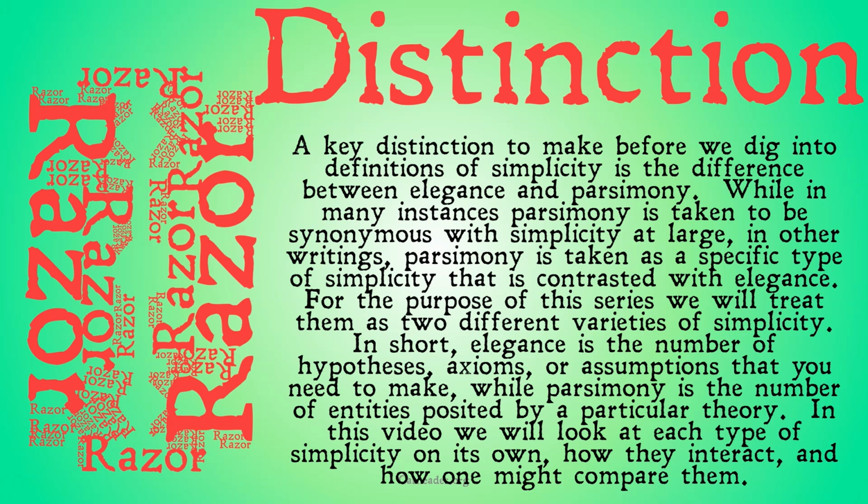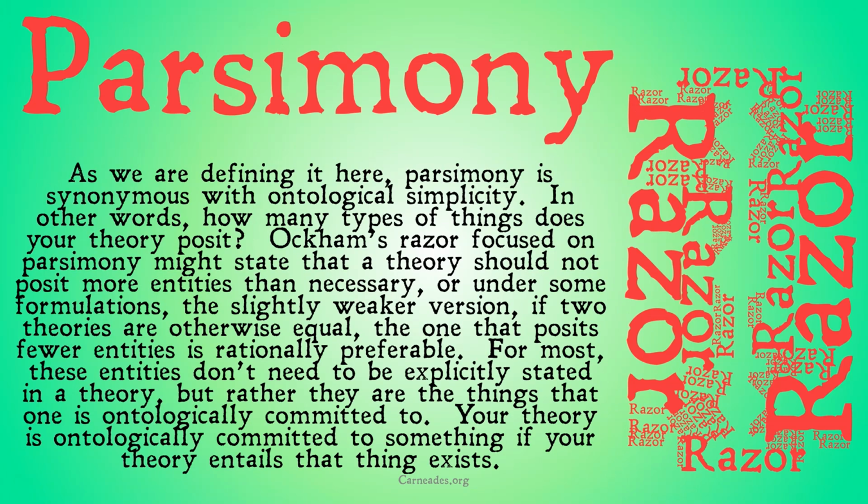In short, elegance is the number of hypotheses, axioms, or assumptions that you need to make, while parsimony is the number of entities posited by a particular theory. In this video, we're going to look at each type of simplicity on its own, how they interact, and how one might compare them.